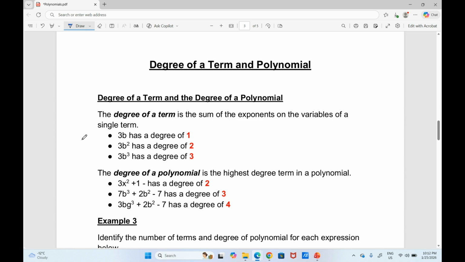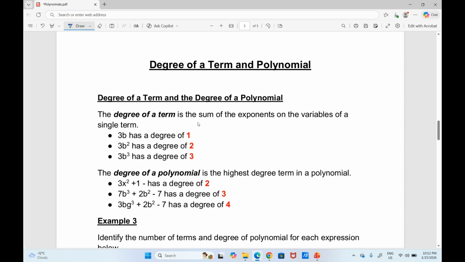Hi class, in this video I'm going to talk about the degree of a term and polynomial. So if you have a polynomial or expression, the degree of the polynomial or expression would be the highest degree of whatever term you have. So here let's talk about the degree of a term first.